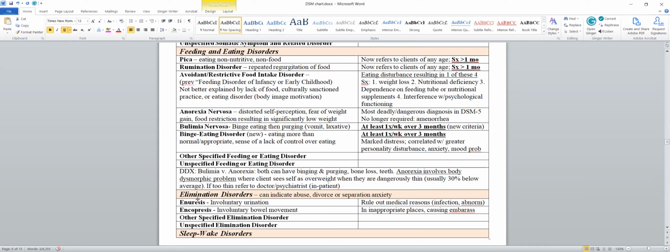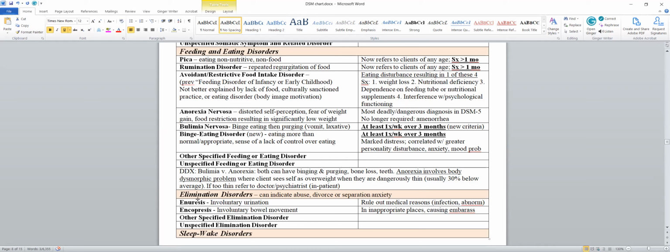Bulimia nervosa is binge eating, then purging. They vomit or use laxatives and diuretics and that sort of thing. Symptoms occur at least one time per week over 3 months. And this is new criteria. So bulimia nervosa has symptoms at least one time per week over 3 months.